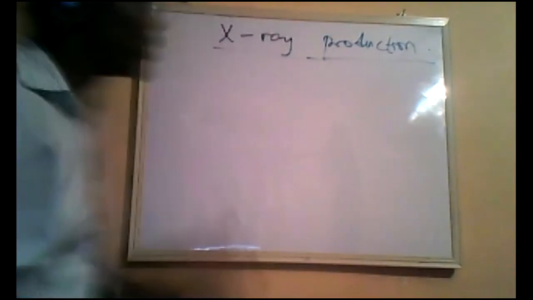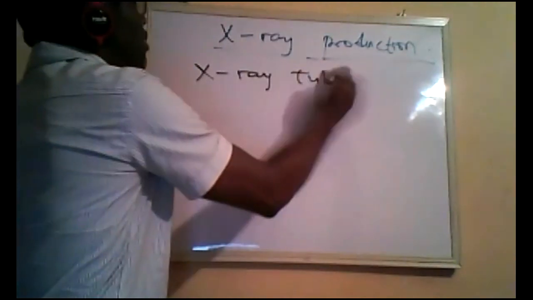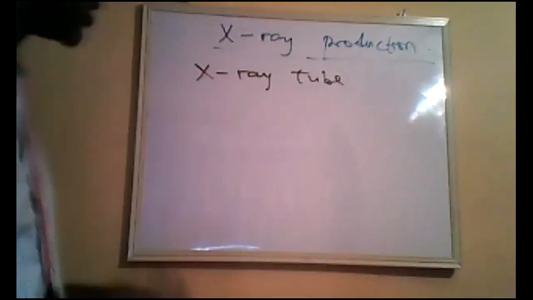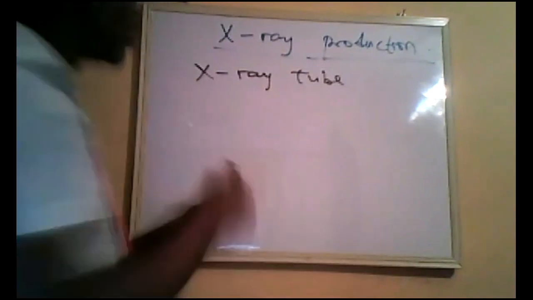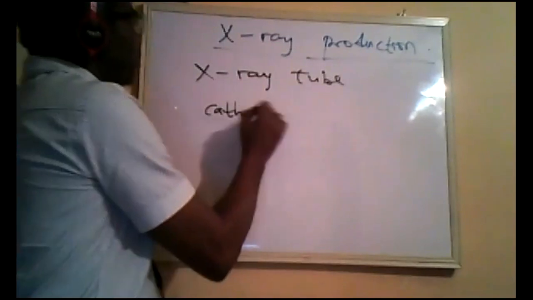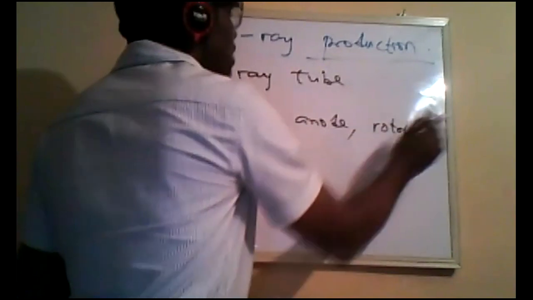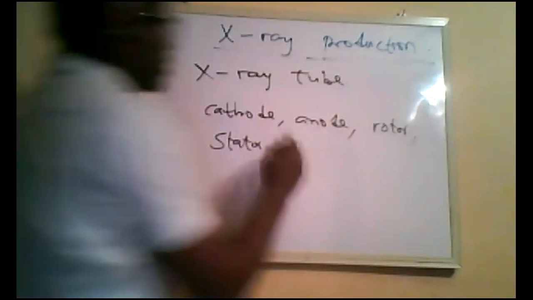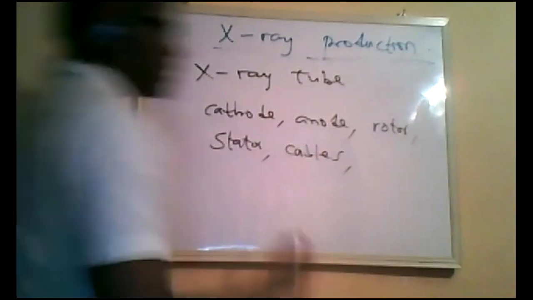And then the X-ray tube. Of course, this is a very, very important portion of the X-ray machine, the X-ray tube. An X-ray tube generally contains the cathode, the anode, the rotor, and the stator. We have the rotor, we have the stator, we have all the cable coils, the cables, and so on. So the major components, then the support.